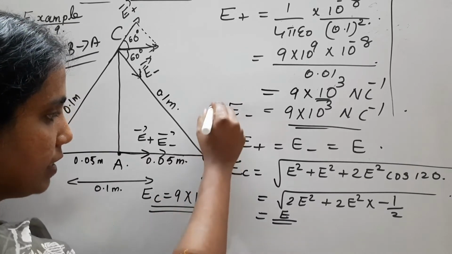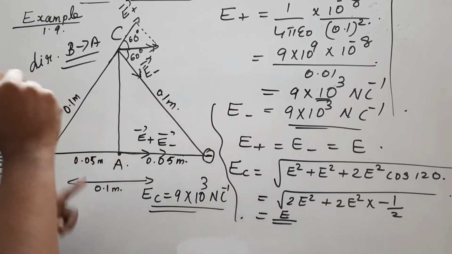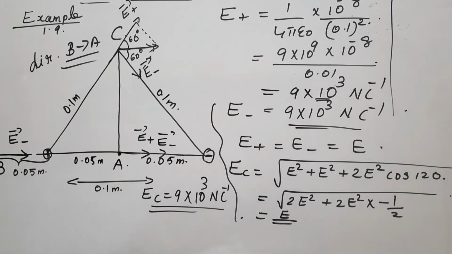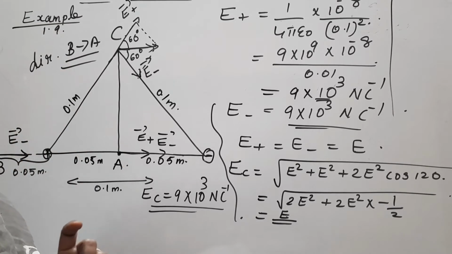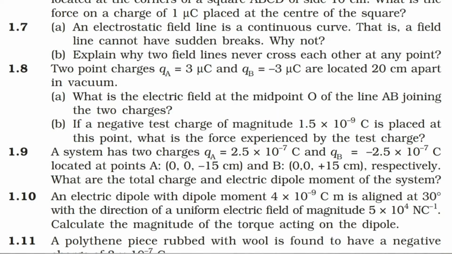That is the net electric field. Okay, and the direction is from B to A. So we have completed the discussion on the field at A, B and C. Now one question from exercises, that is question 8.